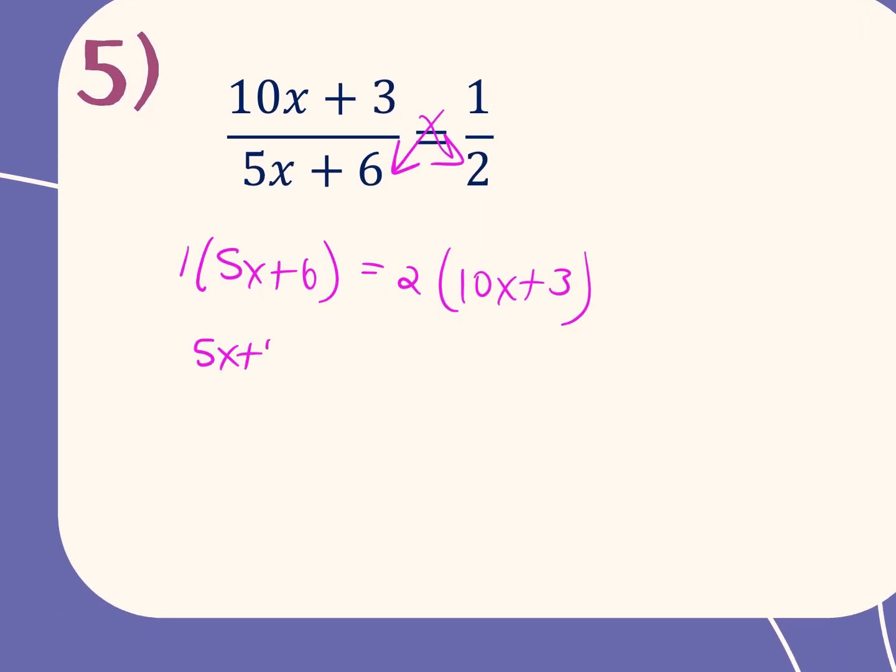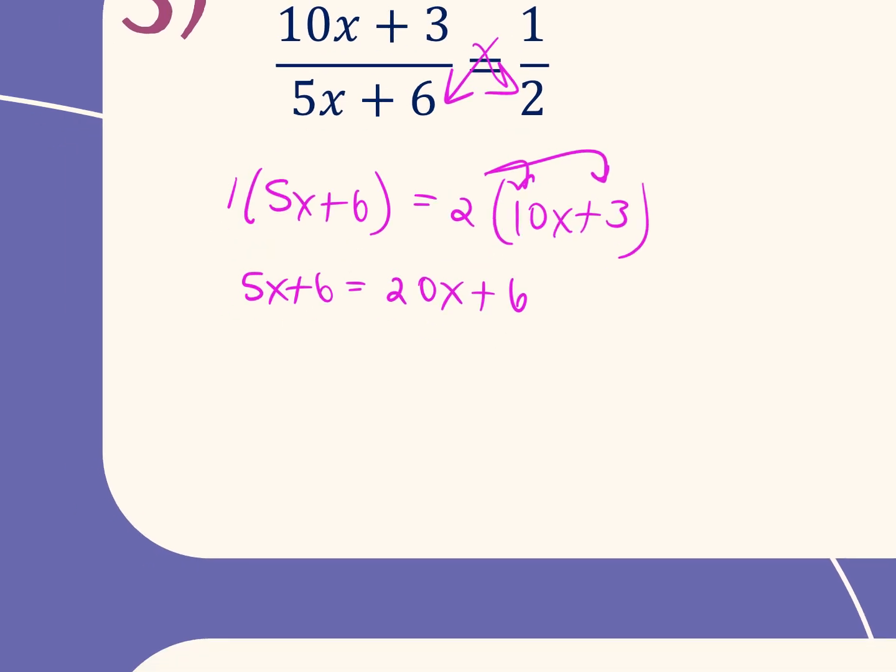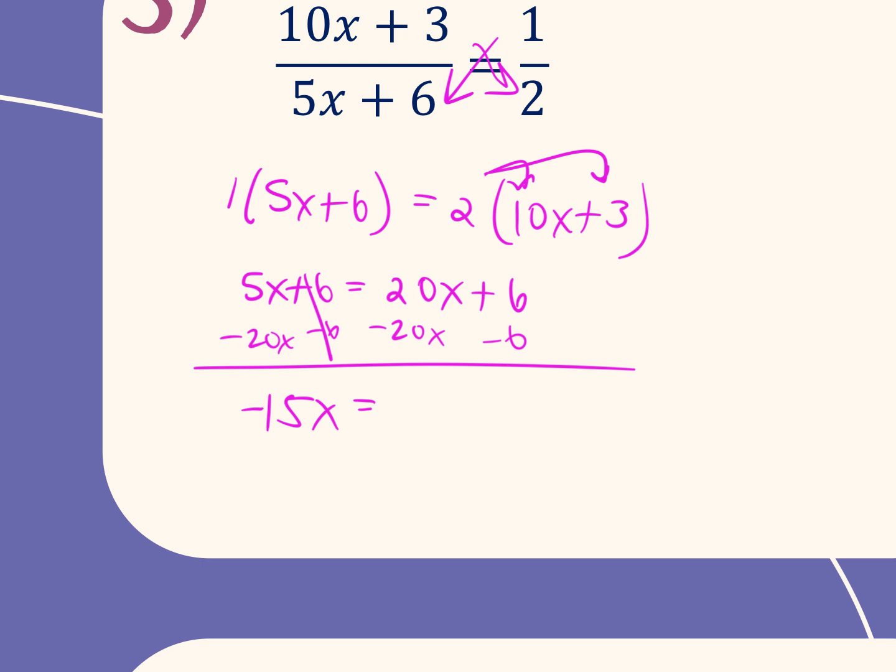So 5x plus 6 equals, when we distribute, what does this become? Good, 20x plus 6. Now let's move letters to one side, numbers to the other. I'm going to subtract 20x from both sides and subtract 6. So I have negative 15x equals what? Equals 0. Is this no solution? No. If it said negative 15 equals 0, correct, no solution. But this, you can solve this.